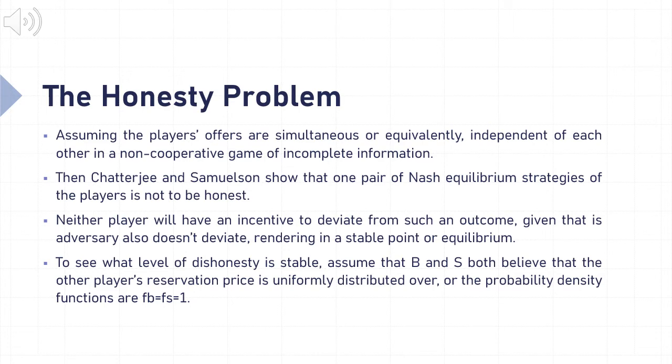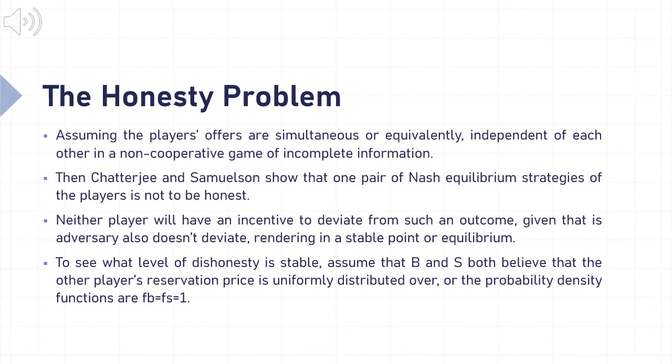A strategy pair is a Nash equilibrium if either player, by departing unilaterally from its choice, cannot improve its payoff and will in general do worse. Therefore, neither player will have an incentive to deviate from such an outcome, given that the adversary also doesn't deviate, resulting in a stable point or equilibrium.